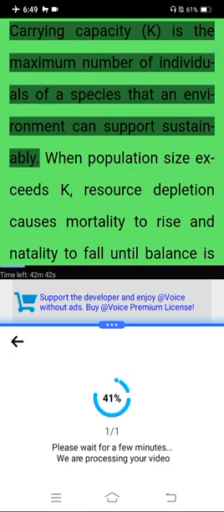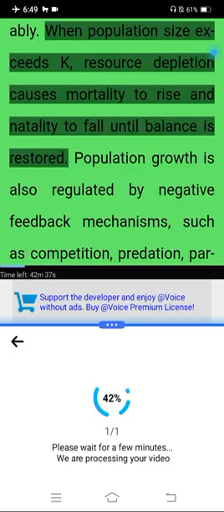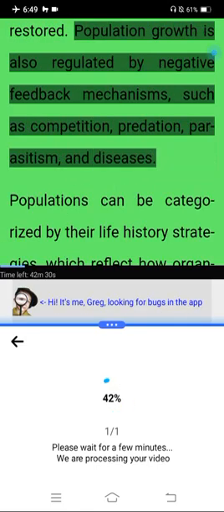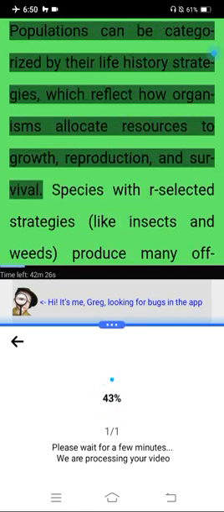Carrying capacity K is the maximum number of individuals of a species that an environment can support sustainably. When population size exceeds K, resource depletion causes mortality to rise and natality to fall until balance is restored. Population growth is also regulated by negative feedback mechanisms, such as competition, predation, parasitism, and diseases.